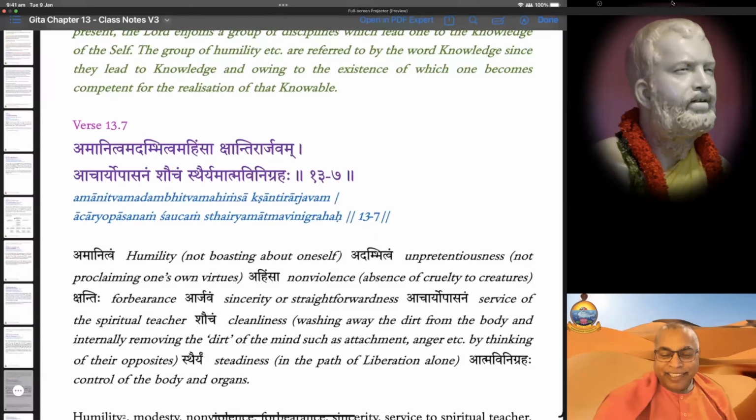So this type of instability in spiritual practices, digging the well in many places, a lot of effort, waste of time, not getting anywhere, because that shraddha is not there. The faith in the teacher, the teaching, is not there. So they can't hold on to that. For a spiritual seeker, sthairyam is a wonderful quality to have. Then Atma vinigraha, control of the body and the organs.